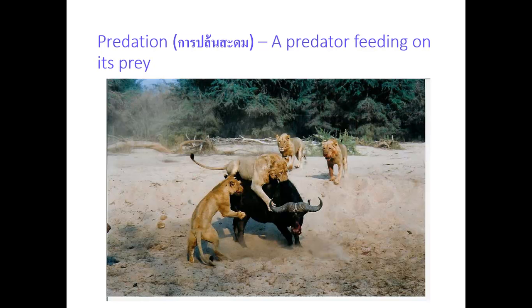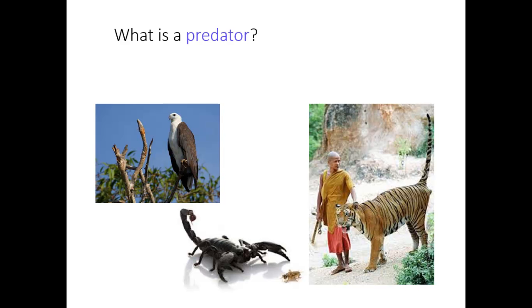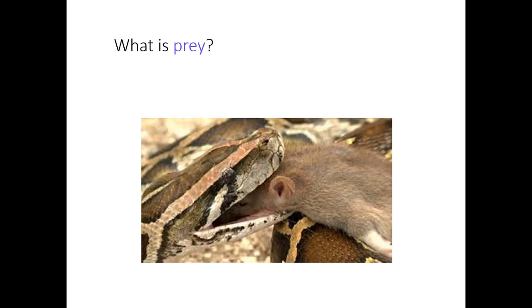Predation. Predation is a relationship between a predator feeding on its prey. It's like lion and wildebeest. What is a predator? So you have a hawk, scorpion, and a Bengal tiger, an animal that hunts and feeds on other animals. What is prey? An animal that is hunted by a predator for food.